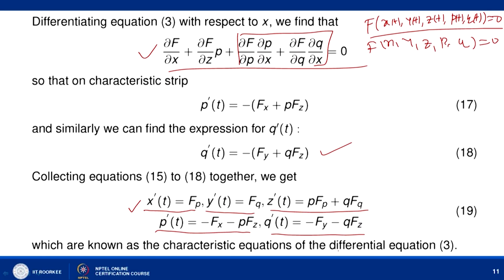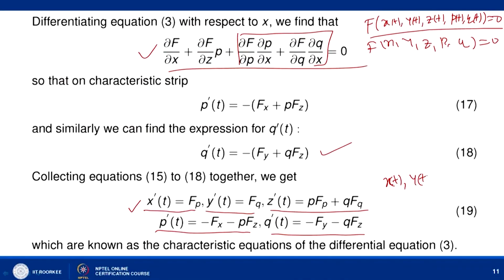And we say that after solving these 5 differential equations, we can get x t, y t, z t, p t and q t, and these 5 functions define a strip. These strips are basically characteristic strips, and the totality of these strips will form a surface. We want to find the condition under which this characteristic strip defines an integral surface.